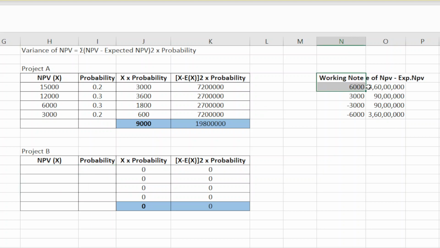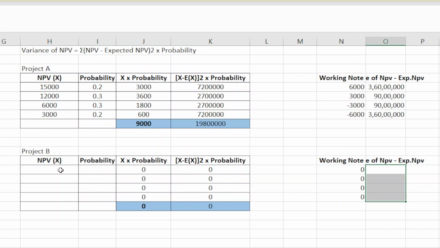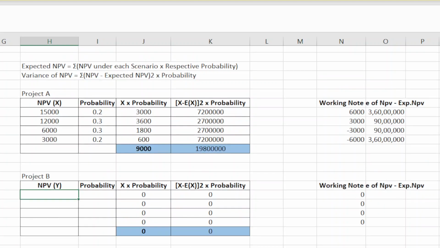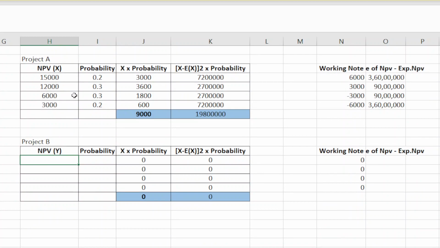And let me bring this working note also, because there are some calculation here also. So the NPV of, let me consider, because I have already considered one NPV as X. This NPV, let it be Y. And what it is? Here it is. 15,000, 12,000, 6,000, 3,000. The NPV remains the same. Simply I delete it. Let me bring it here.